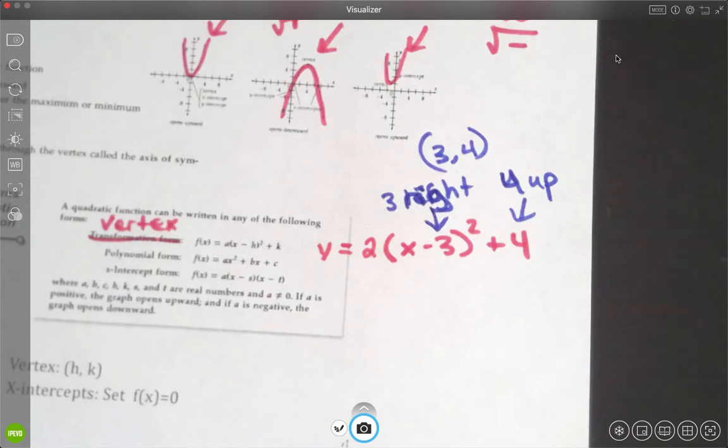What does the 2 do to it? Doubles it. No, it's not minus 4. You only change the sign of the one in parentheses. Good question. It makes it taller, but making it taller is not going to change the vertex.